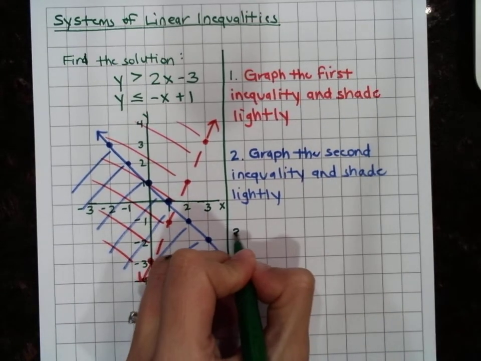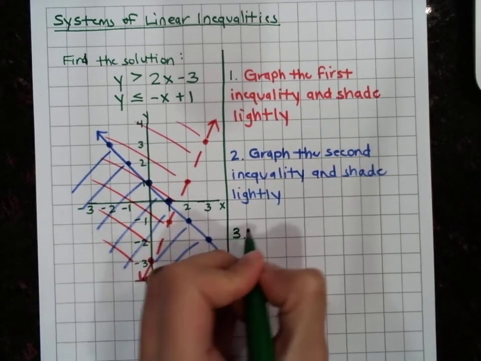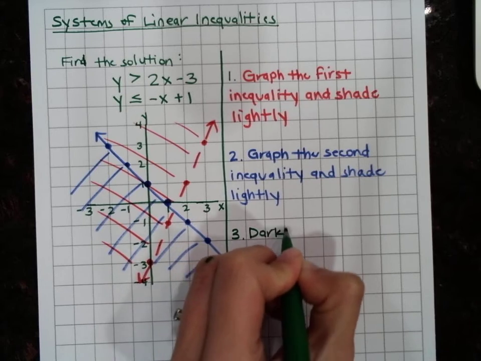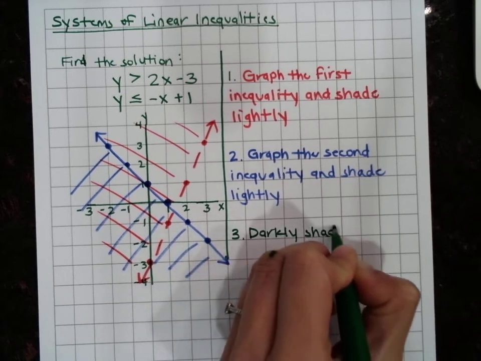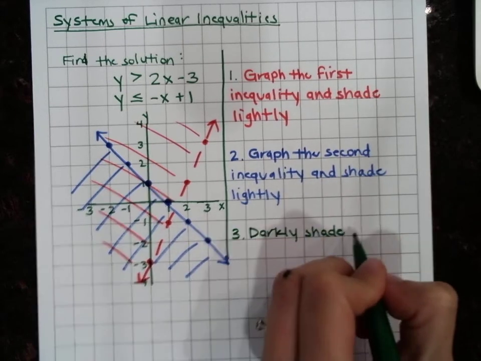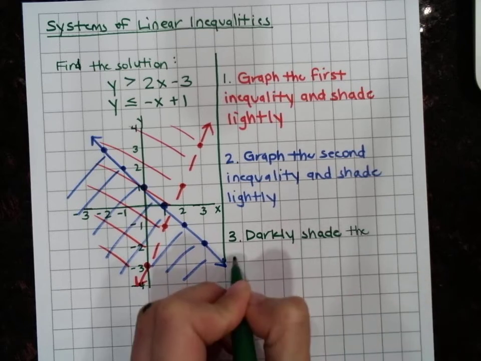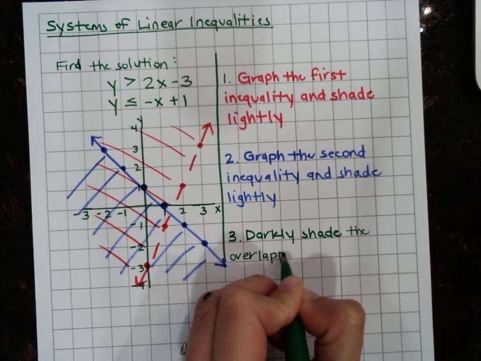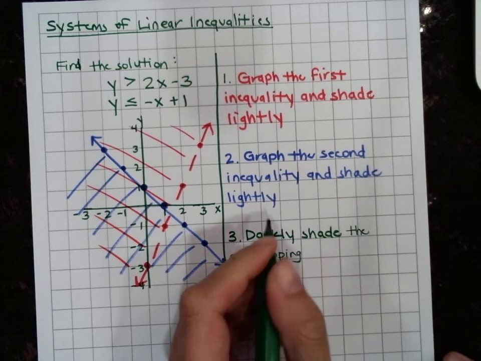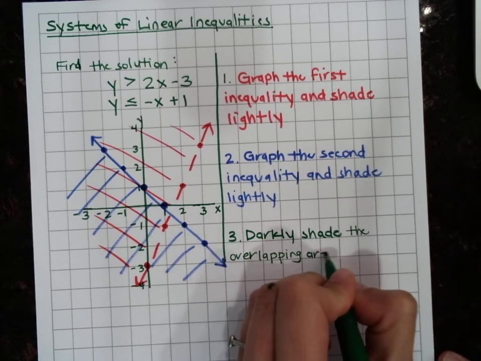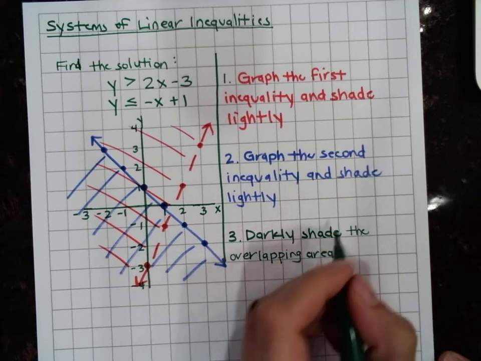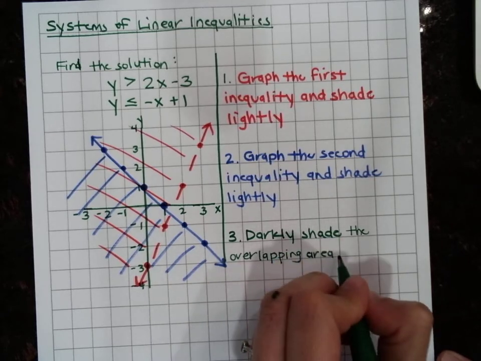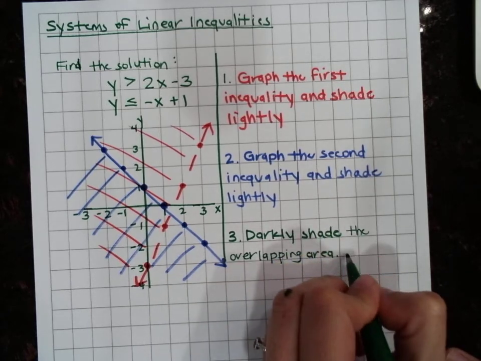And so what we're going to do to show that is we are going to darkly shade the overlapping area. This region is the solution that makes both inequalities true.